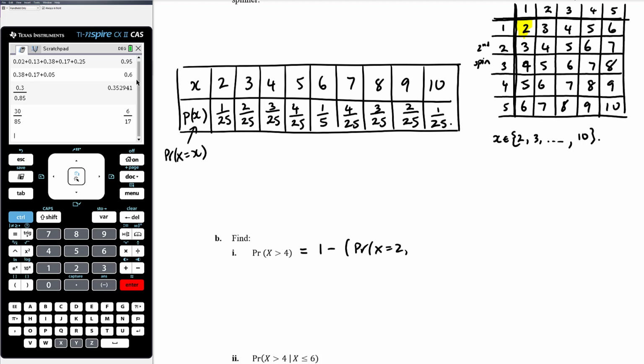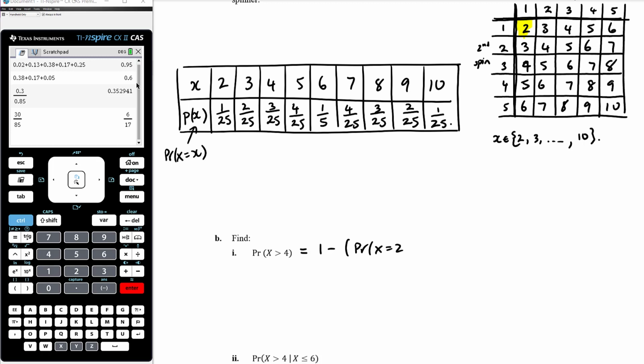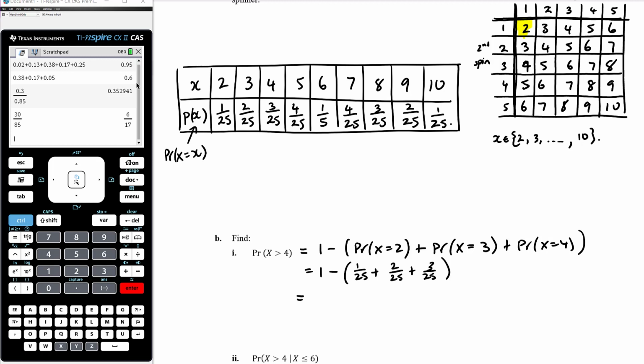x equals 2. Sorry, I've actually covered up my undo buttons with my CAS. Just let me minimize that slightly. There we go. X is bigger than or equal to 2, plus the probability that x equals 2, or x equals 3, or x equals 4. So it is 1 minus, we've got 1/25 plus 2/25 plus 3/25. So all up there we've got 1 minus 6/25, which is 19/25.